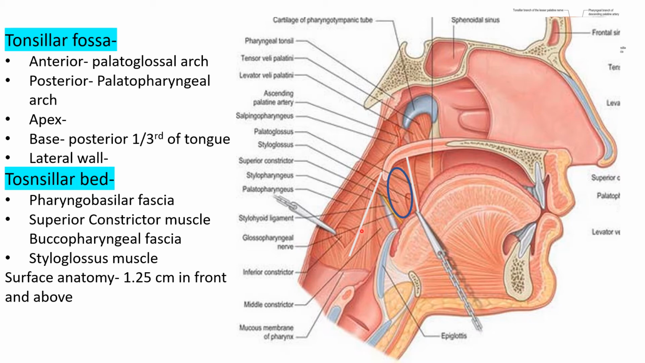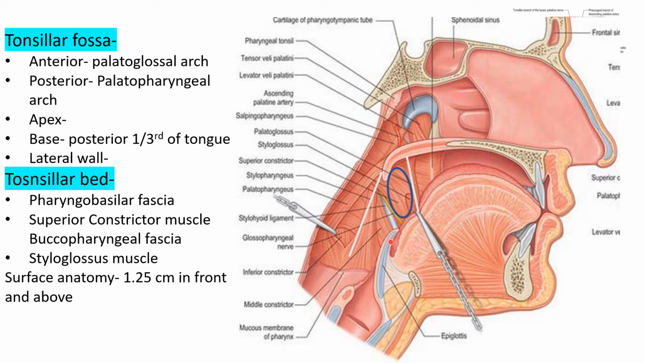So just note the positions of these structures which are making the lateral wall. We have the superior constrictor muscle covered by the buccopharyngeal fascia and the pharyngobasilar fascia, respectively from outside and on inside. Then we have the styloglossus muscle and stylopharyngeus muscle. In between we have the glossopharyngeal nerve that will also come in lateral relation of the tonsils.